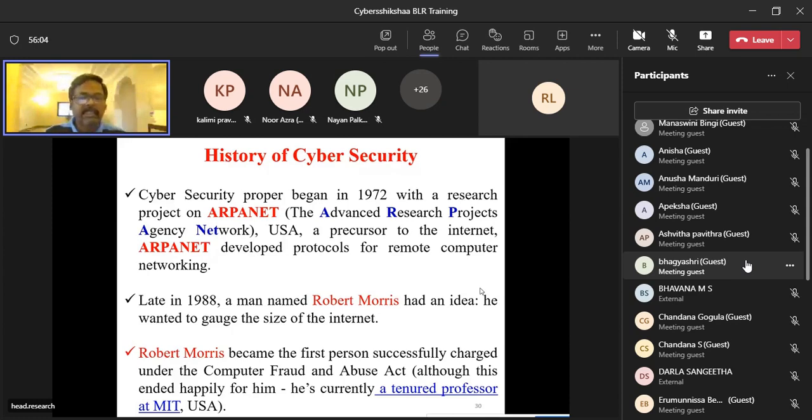In the late year 1988, a man called Robert Morris had an idea. He wanted to gauge the size of the internet. Robert Morris became the first person successfully charged under the Computer Fraud and Abuse Act. Although this ended happily for him, he is currently a tenured professor at MIT, USA.